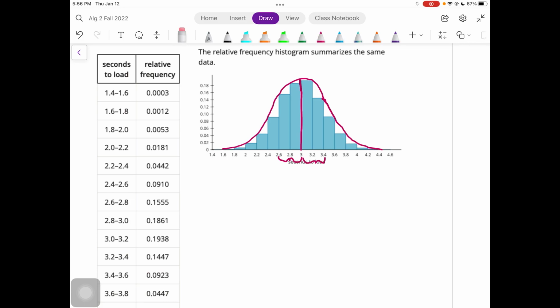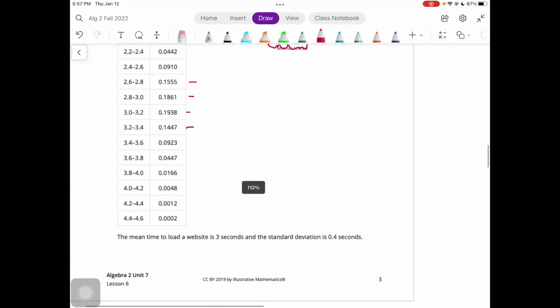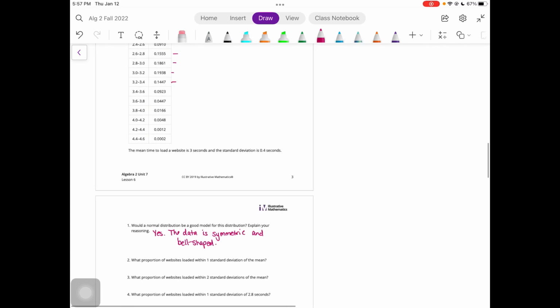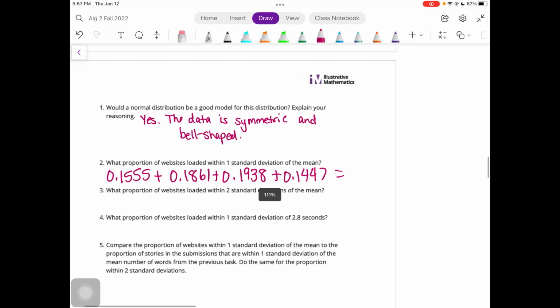Actually, I'll write it down below. We've got this one, this one, this one, and this one. All right, there we go. So we have 0.1555 plus 0.1861 plus 0.1938 plus 0.1447, and that equals, if you use a calculator, 0.6801. So between 1 standard deviation on either side, it's about 68% of the data.